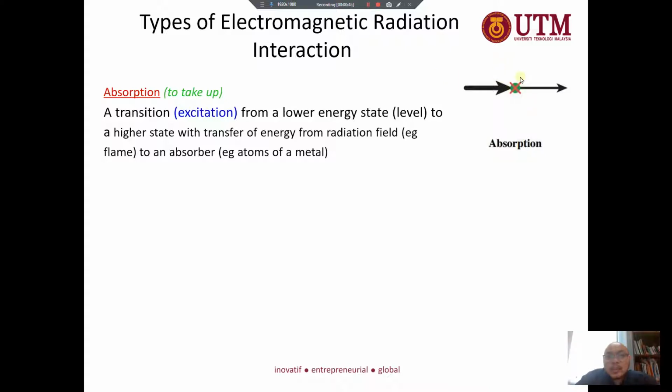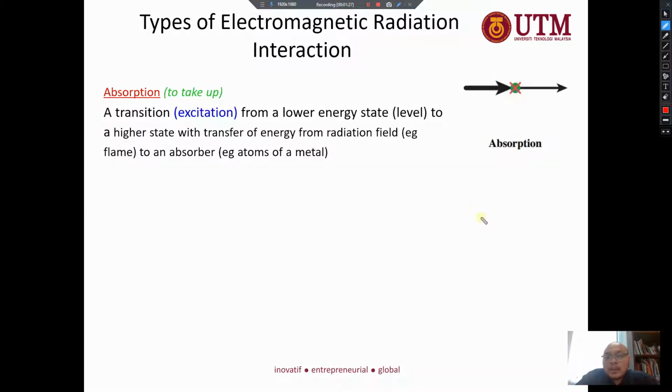So for the absorption, it must be that the transfer of energy comes from the radiation field to the absorber. So this is the second phase of the sentence. But the most important thing is in the first part of the sentence, a transition from a lower energy state to a higher state. That is absorption. It means when the source of radiation comes into contact with the absorber or the analyte of interest.